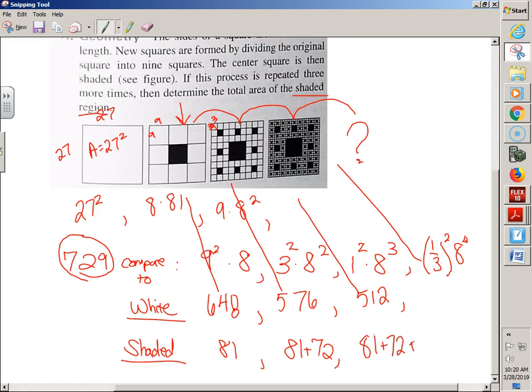Oh, wait, now you're going the other way? You guys are confusing me. Now you're subtracting? Okay. So one more. What's 729 take away this guy?